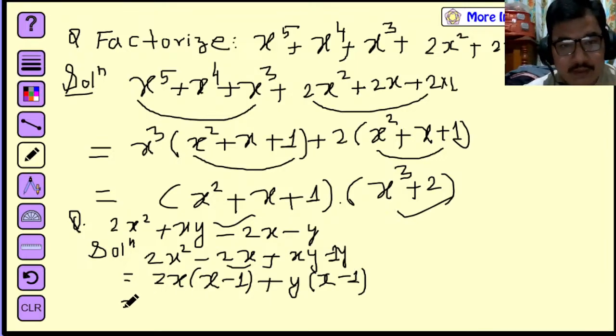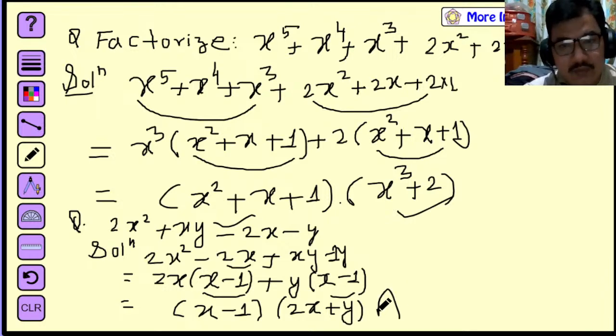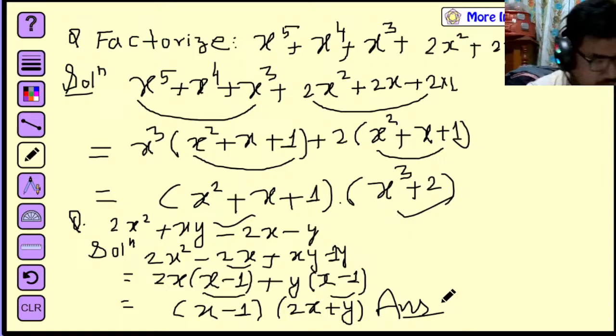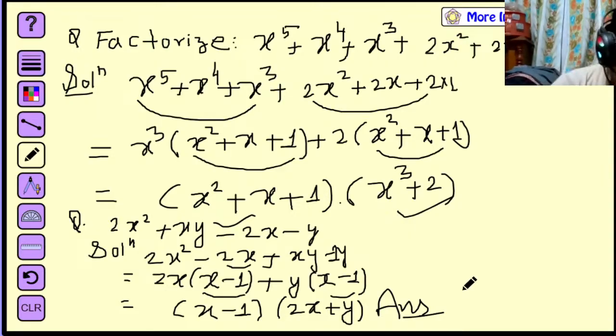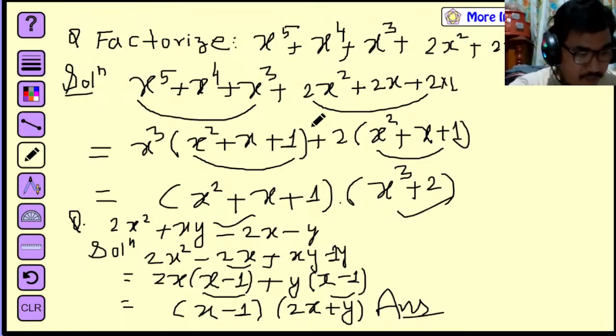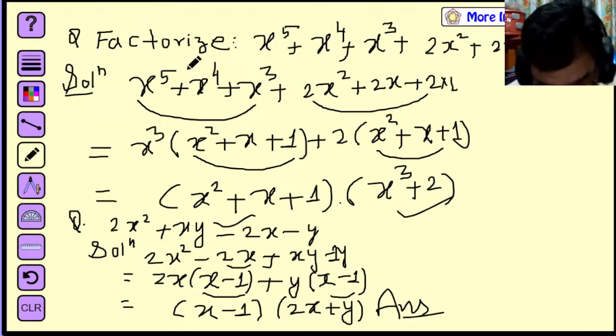Now, what is common here and here? Look, this remaining bracket and this remaining bracket are the same. Then we can take this x minus 1 as the common factor. If we take x minus 1 common, then what remains is 2x plus y. Like this, we have to factorize this question. This is the way to factorize this question. Okay, like this you factorize. If there are any other difficulties related to factorizing, you can share with me.